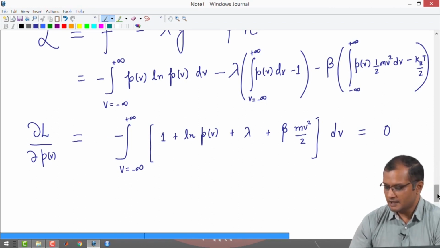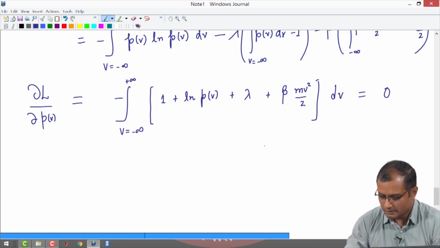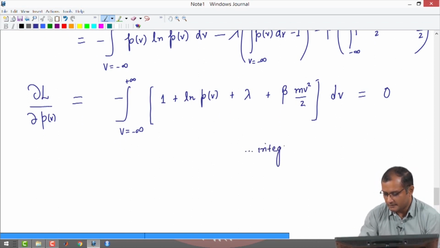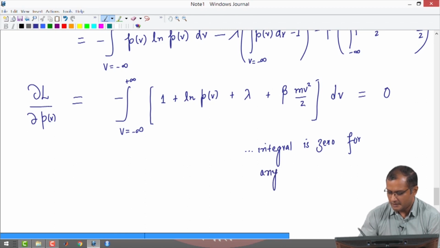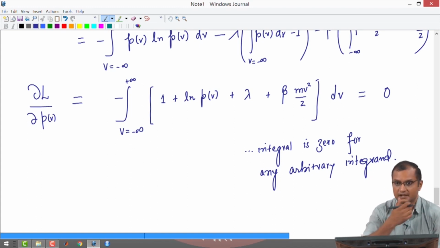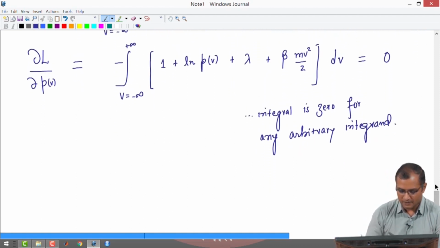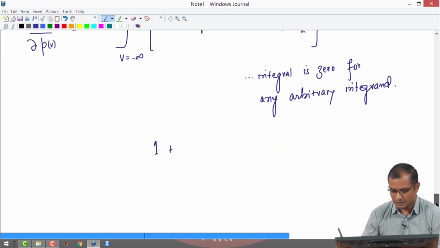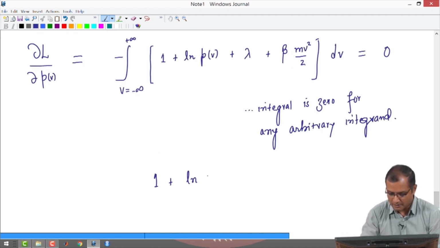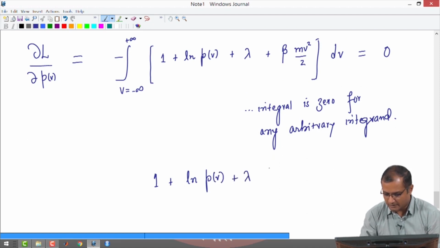Now you can see that the integral is 0 for all values of the integrand, for any arbitrary integrand. We have not specified that P of v has to be a certain type, only then this is 0. So, I can say that for this entire integral to be 0, my integrand has to be 0. Which means I will write down my integrand as 1 plus ln P of v plus lambda plus beta mv square by 2 as 0.